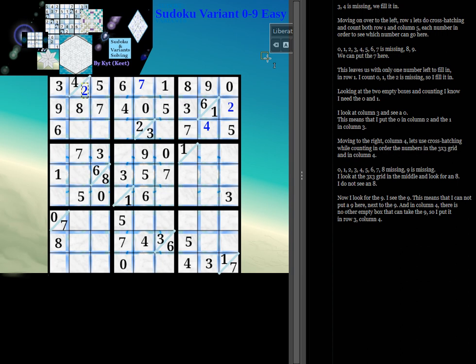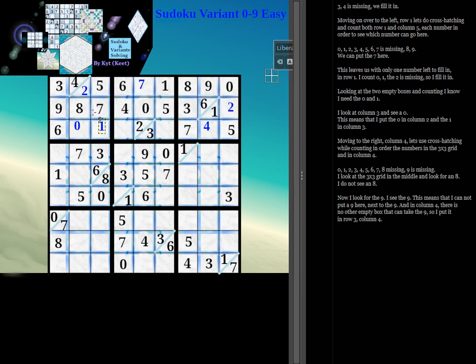Look at the two empty boxes and counting, I know I need the 0 and 1. I look at column 3 and see a 0. This means that I put the 0 in column 2 and the 1 in column 3.